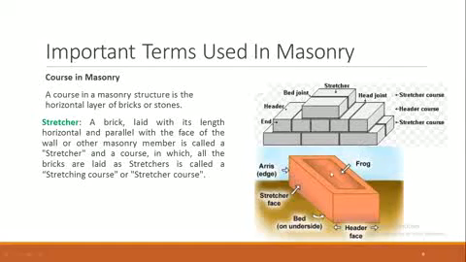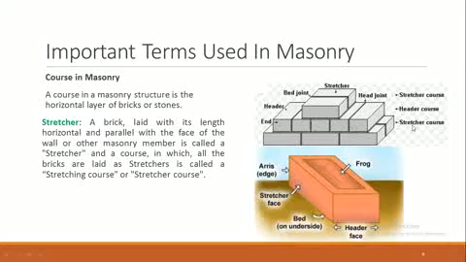Here you can see a standard size of brick at the center of which a depression has been shown, which is called the frog. These are the edges of the brick, which are called arises, and this is the stretcher. This side of the brick is called the stretcher face, and this is the end of the brick, which is called the header face, and this is the bottom or the underside, which is called the bed.